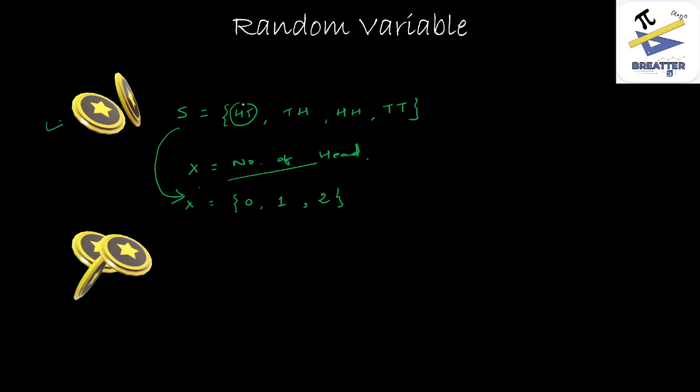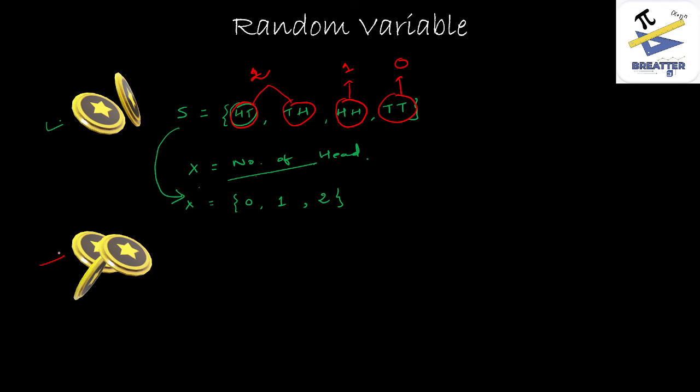And the favorable cases are 1 head. Out of the sample space, these are the favorable cases. 1 head, 2 heads. So out of the sample space, there are three possible outcomes assigned with the random variable. So there are two possible outcomes that have 1 head, one possible outcome that has 2 heads, and one possible outcome that has 0 heads.